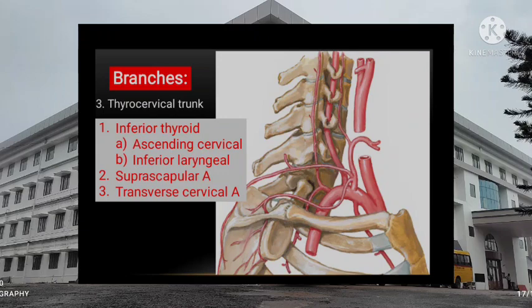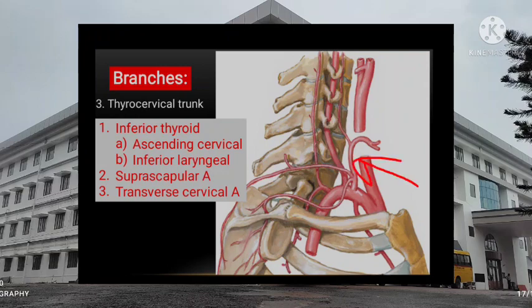Next, the thyrocervical trunk. It arises from the upper surface of the first part of the subclavian artery, just distal to the origin of the vertebral artery. The arterial trunk divides almost at once into three branches. They are the inferior thyroid, suprascapular, and transverse cervical or superficial cervical artery.